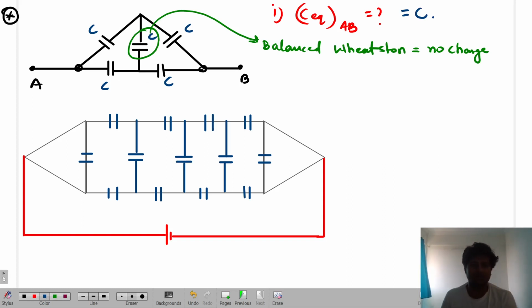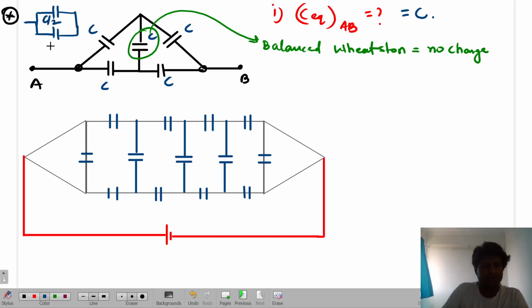Look over here. Net equivalent of upward is C by 2, downwards is C by 2. In parallel, I just need to add them, or not? C by 2 plus C by 2, which gives me how much? C. That's all. Is that clear? Okay, now look over here.